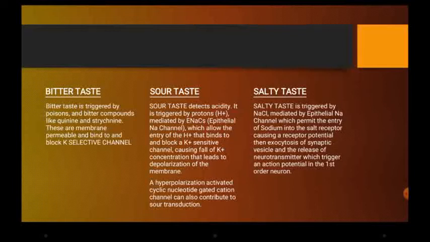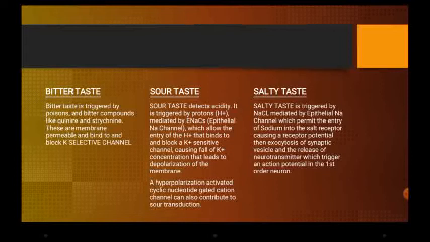Now these first order neurons can be the facial nerve, the glossopharyngeal nerve, or even the vagus nerve, because these nerves need to supply the tongue. They also supply the epiglottis and the throat, where we find the gustatory receptors or the taste receptors.